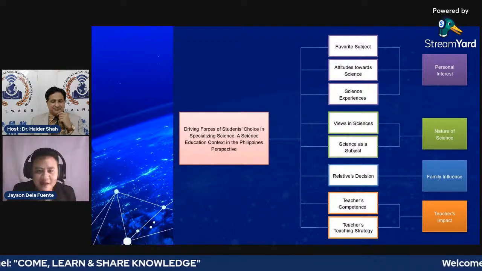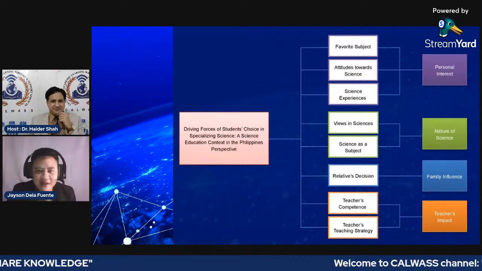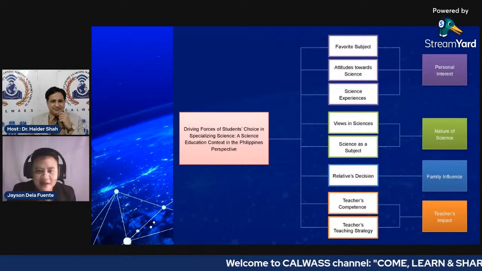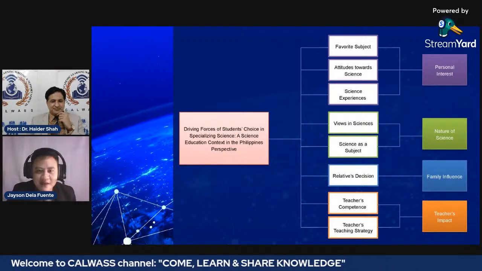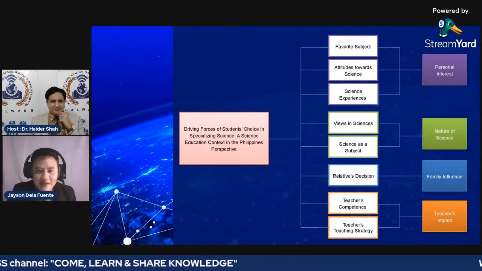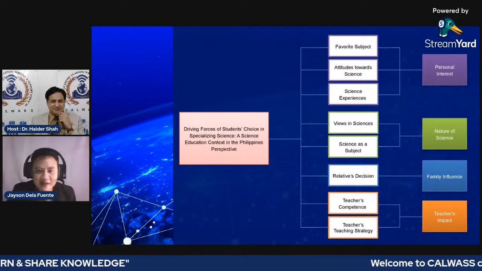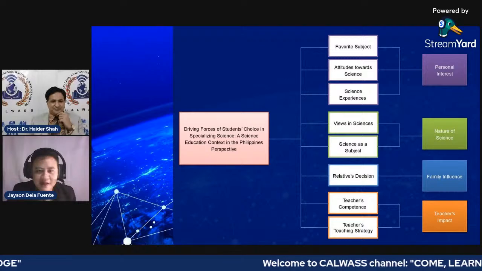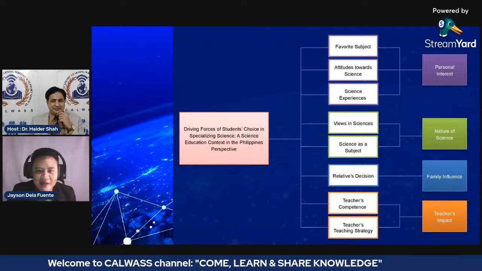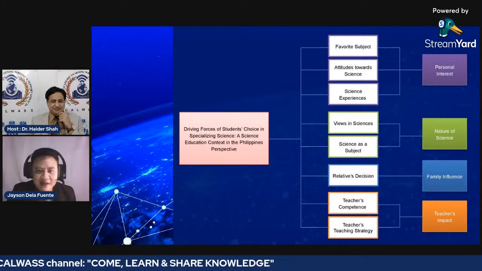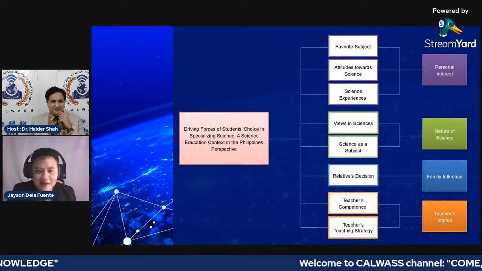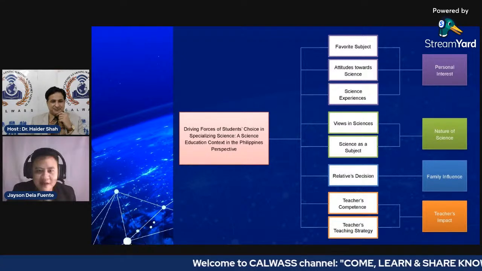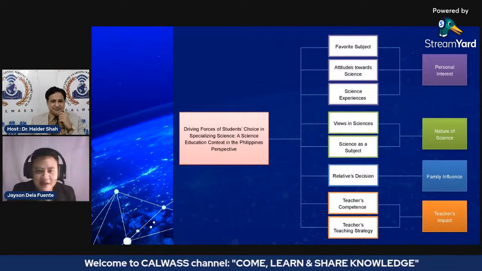The second one is views in science, science as a subject, categorized into the theme that it can be considered as the nature of science. How they perceive science, how science as a field is perceived by the participants, in general speaks about the nature of science. Then relatives' decision. Why did they choose science? Because it was influenced by their relatives. And this is the sole or the only response.